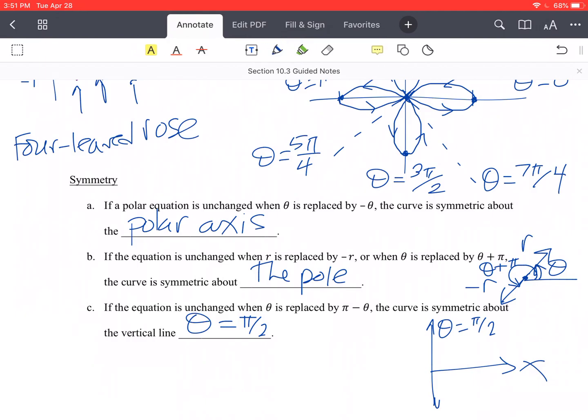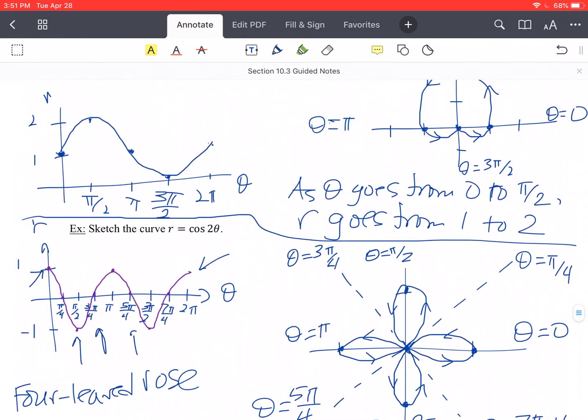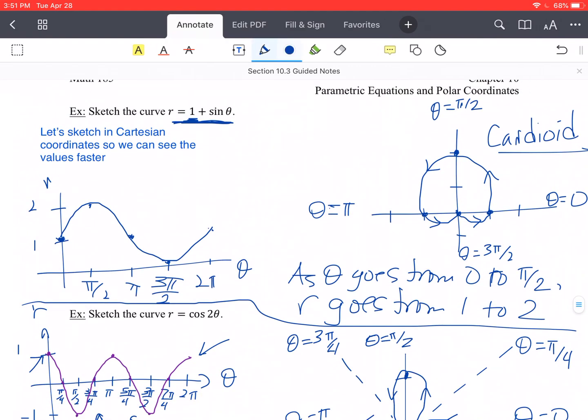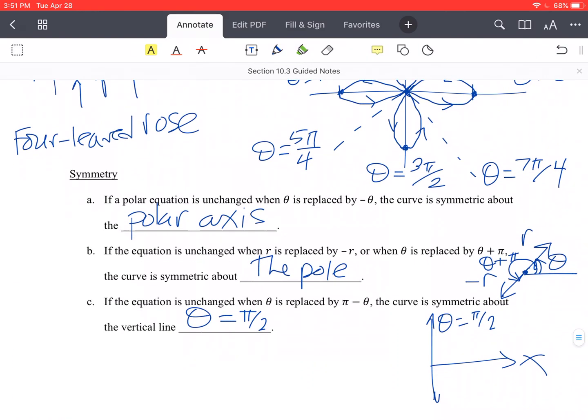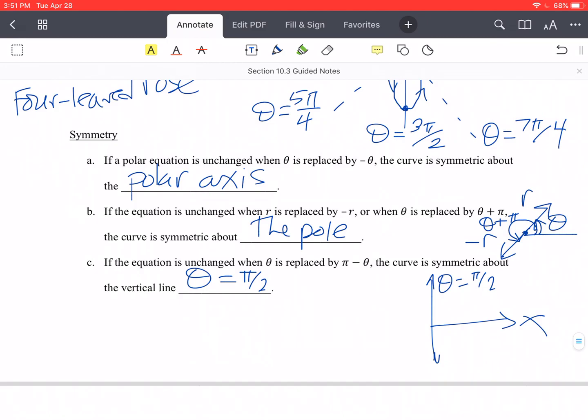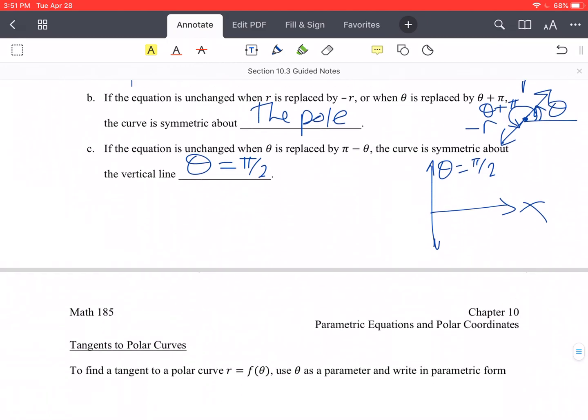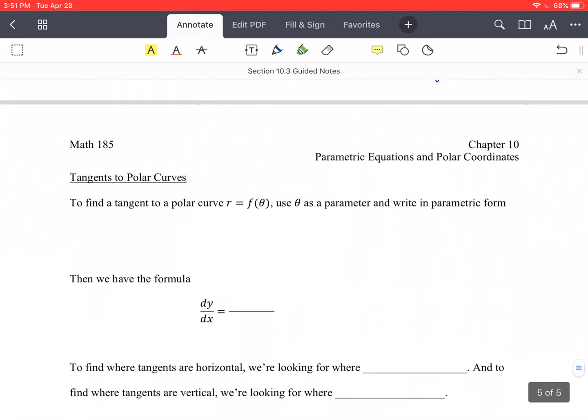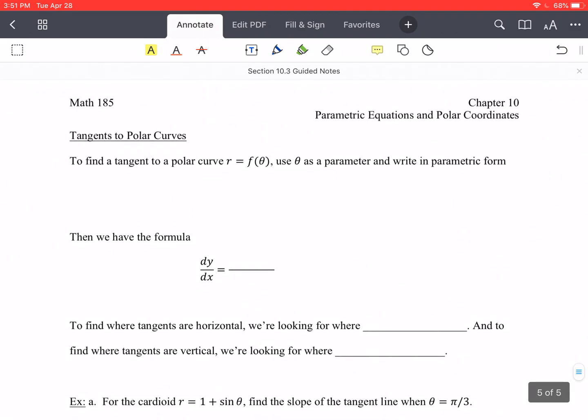You can look at the symmetry of the ones we've done above, right? The cardioid was symmetric about that line, pi over 2. If you just drew the vertical line right there, that is symmetric. Okay, so we can look at the symmetry of a lot of different ones, but we're not going to take a lot of time to focus on those. Okay, and then the last topic for this section, tangents to polar curves.